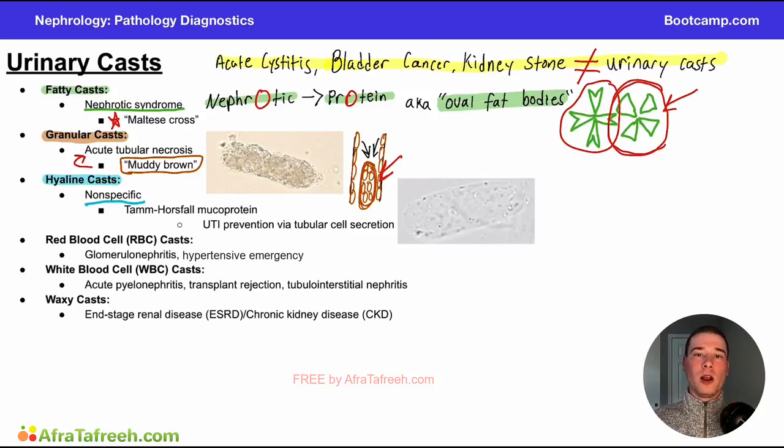I said to associate our muddy brown cast with acute tubular necrosis because that's the most common one that they would test you on. However, a hyaline cast doesn't really give us a clear, specific pathology for the patient. And the reason is because this is associated with several different things.